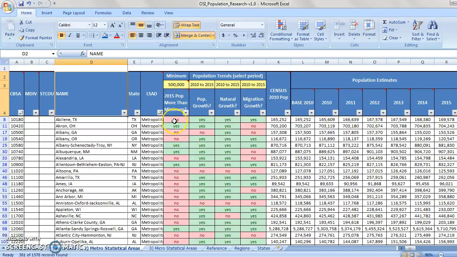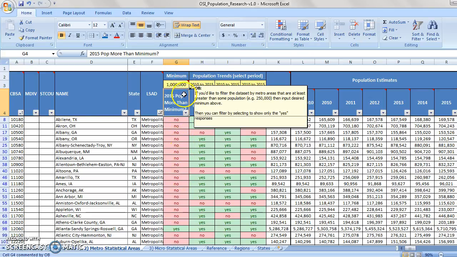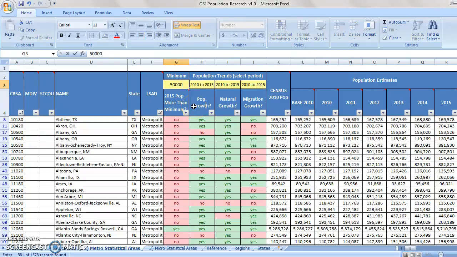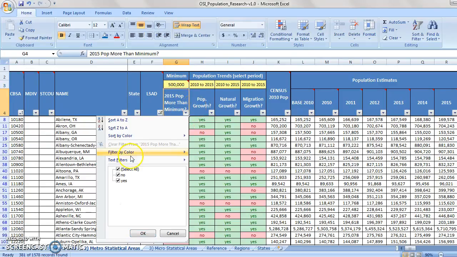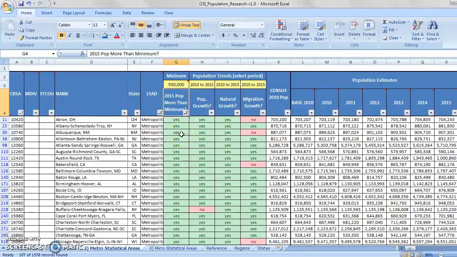So this first one here, column G, is the minimum population that I'm going to consider as an investment market. Right now I've got 500,000, but I could always change that, let's say to 1 million. In each of these cells I have a formula that tells me that, yes, that market, for example Atlanta, has a population greater than 1 million, and all these other ones that say no don't meet this first criteria. 1 million's pretty high, so let me drop that back down to 500,000. And the first filter I can do is hit yes, so it's only going to display markets that meet that 500,000 population.